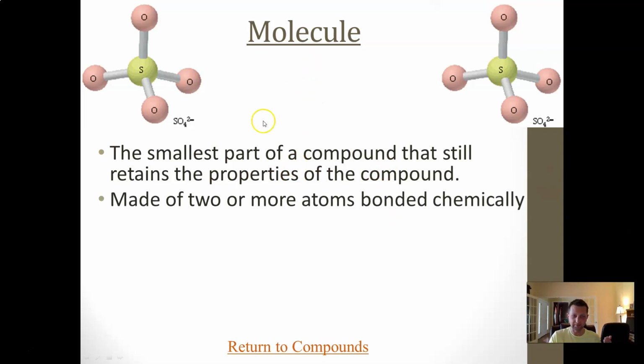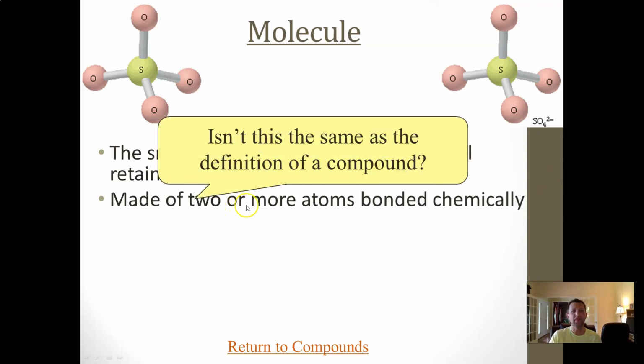So here's the definition of a molecule then. It's made of 2 or more atoms that are bonded chemically. And you're going to say, isn't that the same as the definition of a compound? Okay, the compound is two or more different atoms bonded chemically. All right, so if you have H2O, that's hydrogen and oxygen. Those are your two different atoms, okay, bonded chemically to make up water. A molecule is just simply two or more atoms bonded chemically.